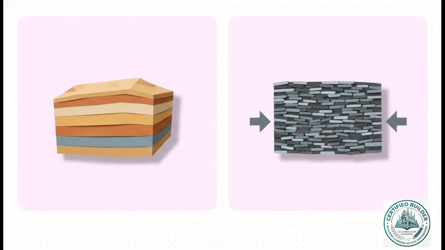And this slide illustrates the answer perfectly. Stratification is from deposition, particles settling in horizontal layers, kind of like pages in a book. Think stacked layers. It's the classic sign of a sedimentary rock, like sandstone.